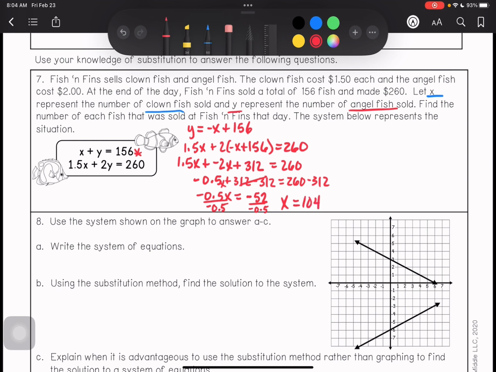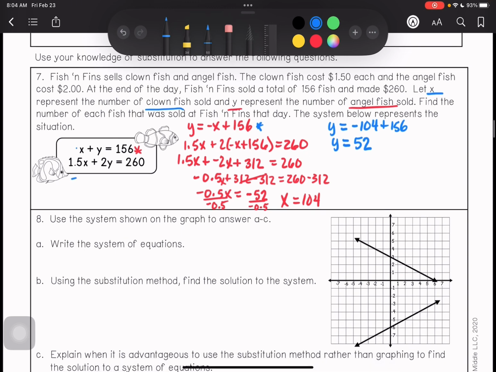So now that x equals 104, I can find the value of y by using this same equation. So y equals negative 104 plus 156. Unlike signs, you subtract, so y equals 52. And if I substitute this into the first equation, y is 52, and 52 plus 104 does equal 156.